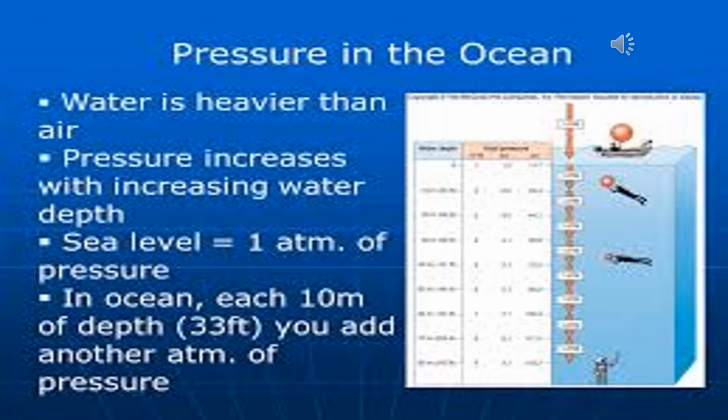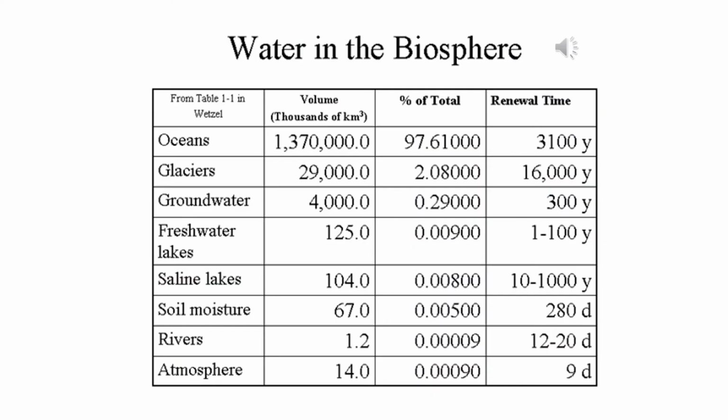Now we talk about water in the biosphere. 97.6% is in the ocean. That's salt water. The remaining 2.4% is fresh water, and that's what all living things need to survive, especially land animals. And where we get most of it is glaciers. That's glacier melt from mountains. That's 2.08%, 0.29% groundwater. Freshwater lakes, 0.009%.